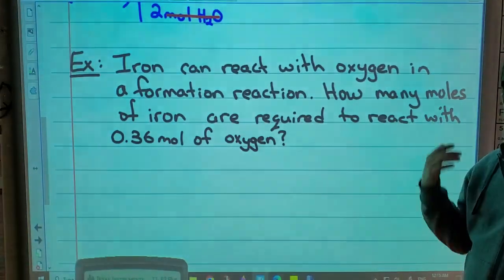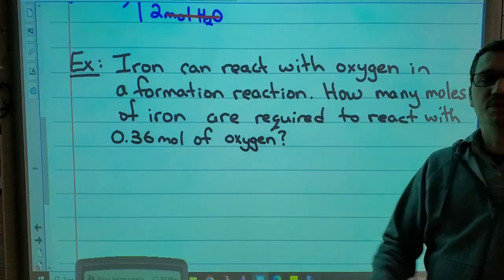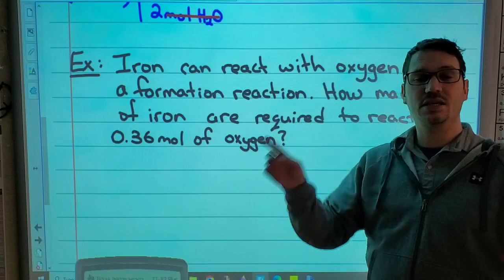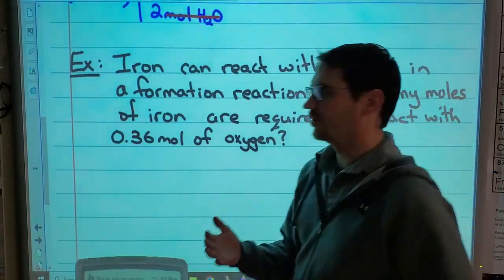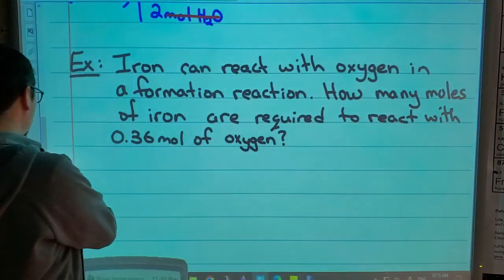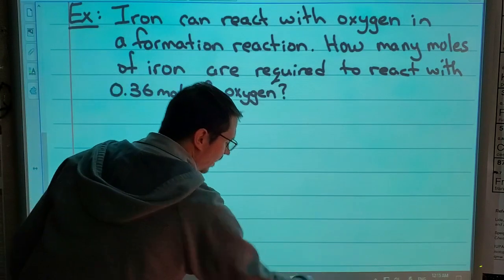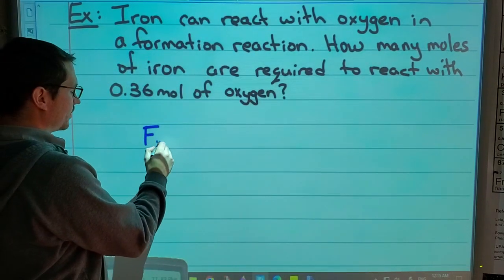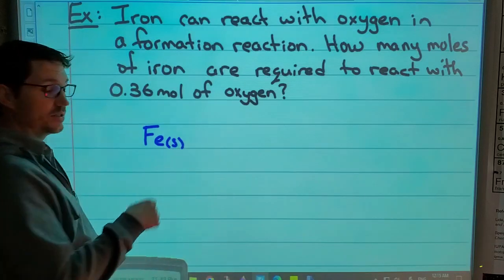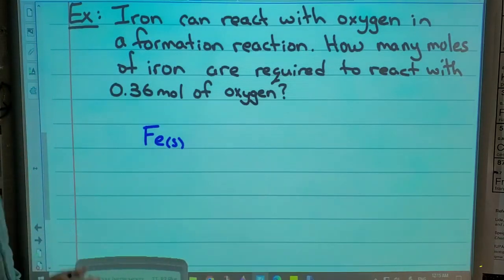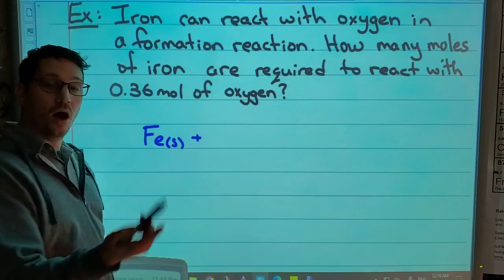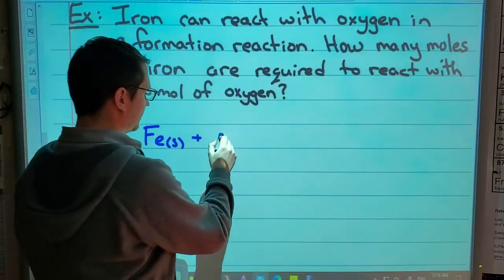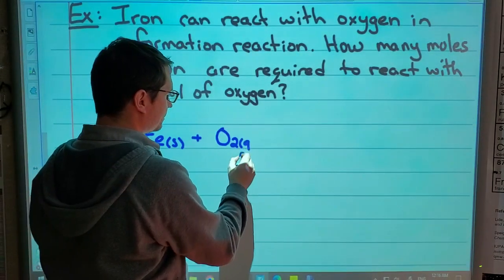So we need to write a balanced chemical reaction because we need the coefficients in the chemical reaction to make a molar ratio. Let's go ahead and let's react iron and oxygen together. So iron is an element, but it's not part of Hofbrinkel, so it's just Fe. Plus oxygen, sure, O2.